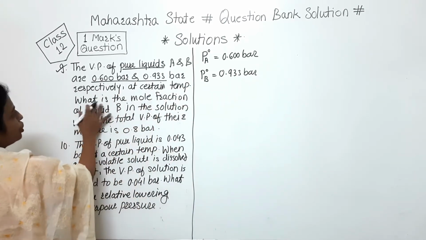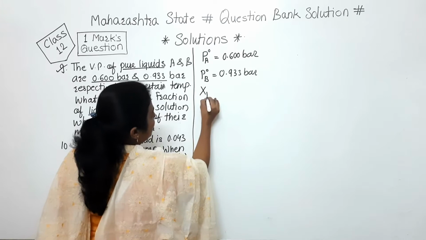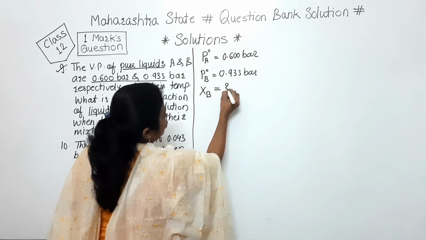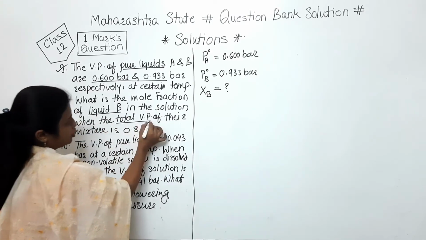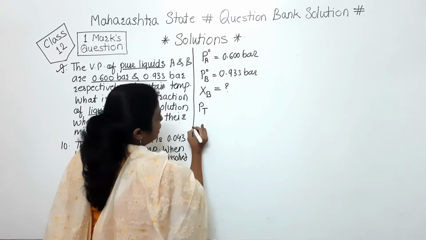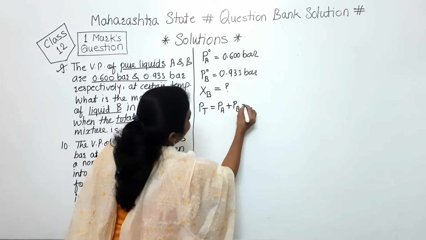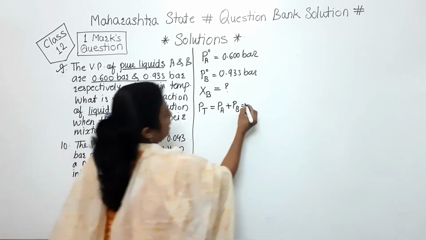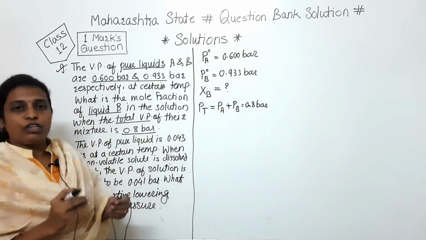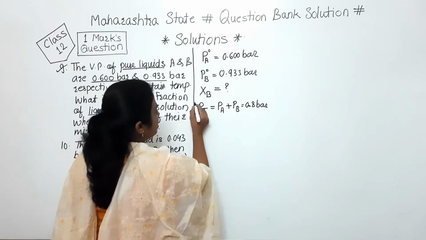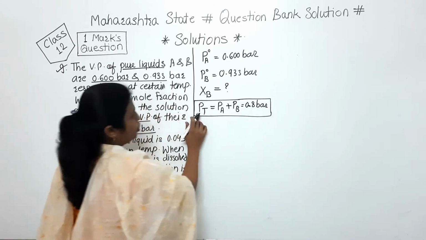At a certain temperature, what is the mole fraction of liquid B? The mole fraction symbol is X. For B we have written XB equal to question mark, meaning we have to find it out. Next, the total vapor pressure is nothing but PT, and PT is PA plus PB. It is 0.8 bar. So that is the given value for this numerical. Now how to solve it, which formula do we have to use? If we consider the main formula, firstly we should know the pressure volume.